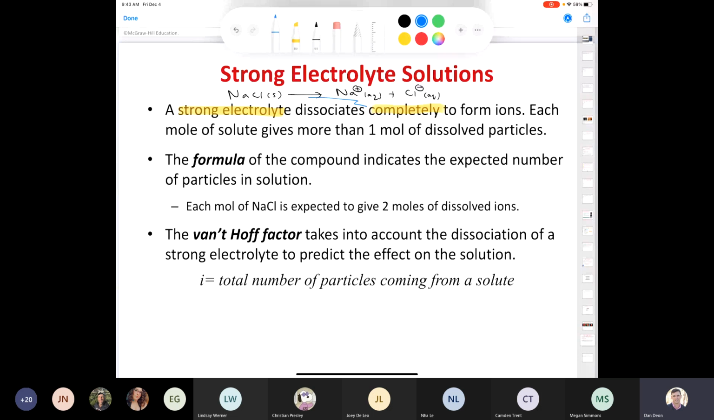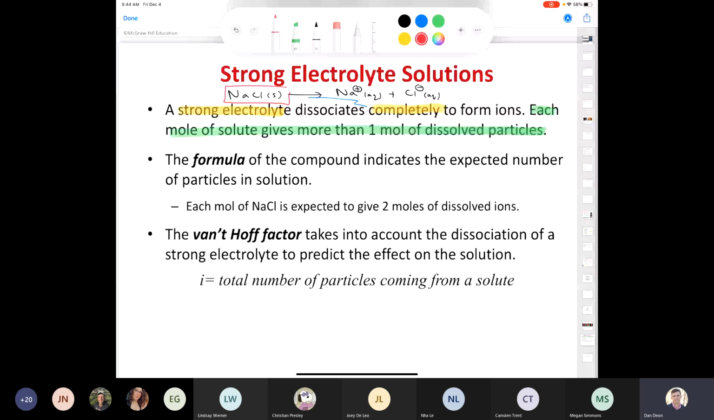So it says here, each mole of solute gives more than 1 mole of dissolved particles. Now, this statement gives students trouble sometimes. Okay, each mole of solute gives more than 1 mole of dissolved particles. Right? If I take sodium chloride, it's a solid, man. It's just all together. It's aggregated in the crystal lattice. But what happens when I take that one formula unit of sodium chloride and I convert it into ions?